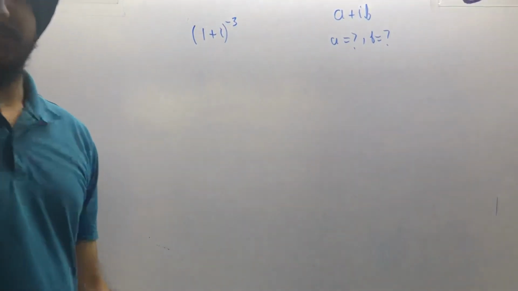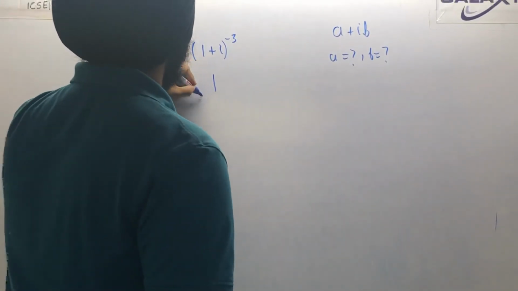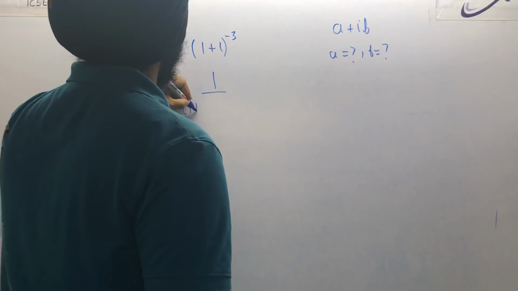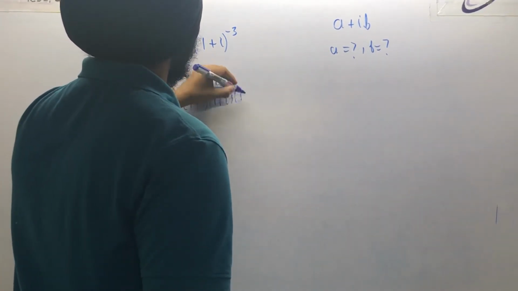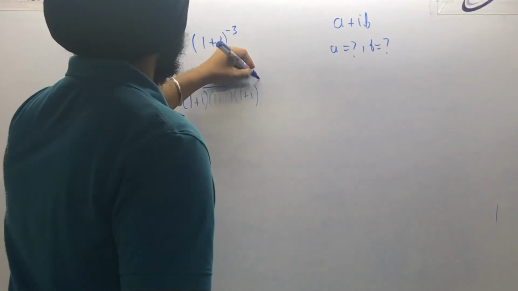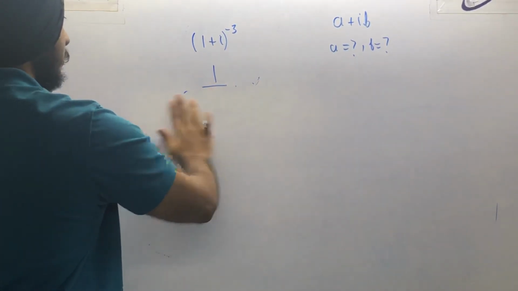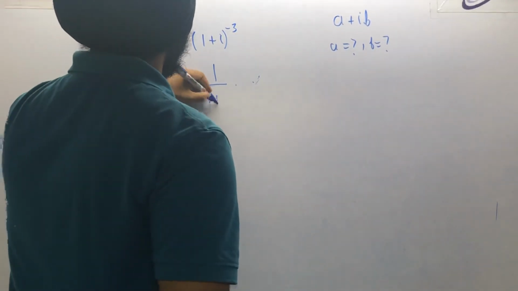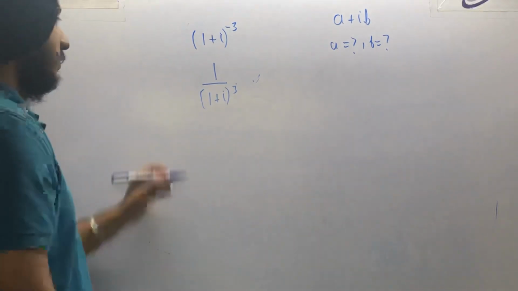This is the next question. (1 + i) raised to the power minus 3. So 1 upon (1 + i) whole cube. No need to write like this, just write in this form. You can write it like this. This is the meaning of minus 3, right?